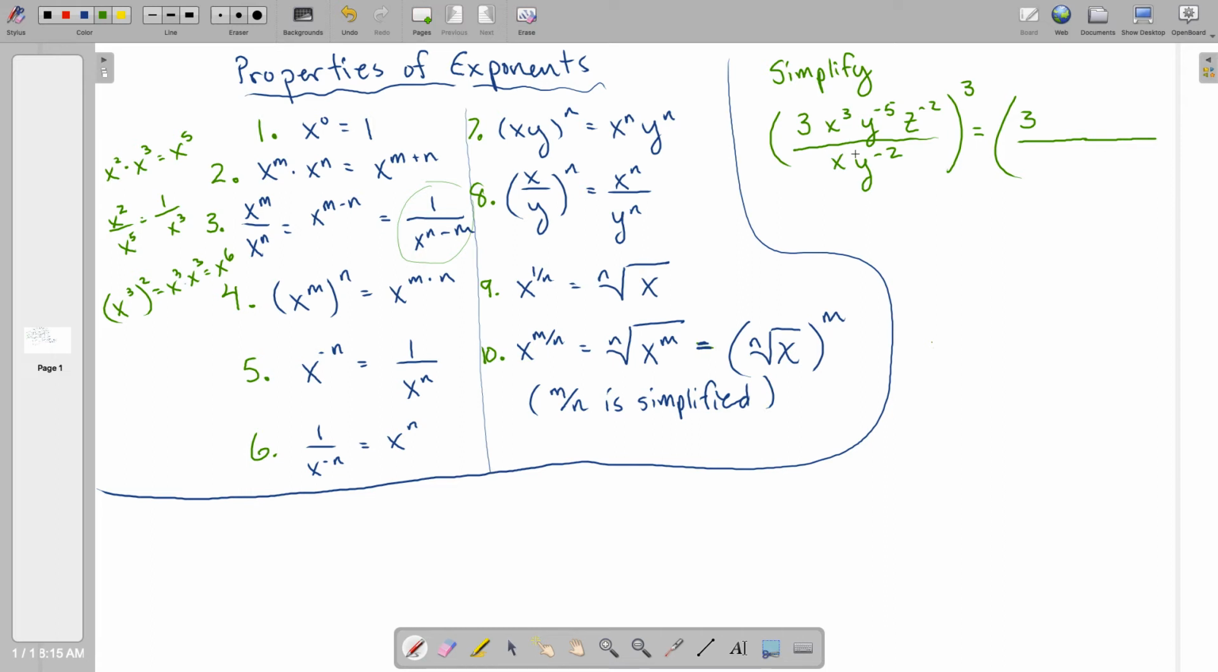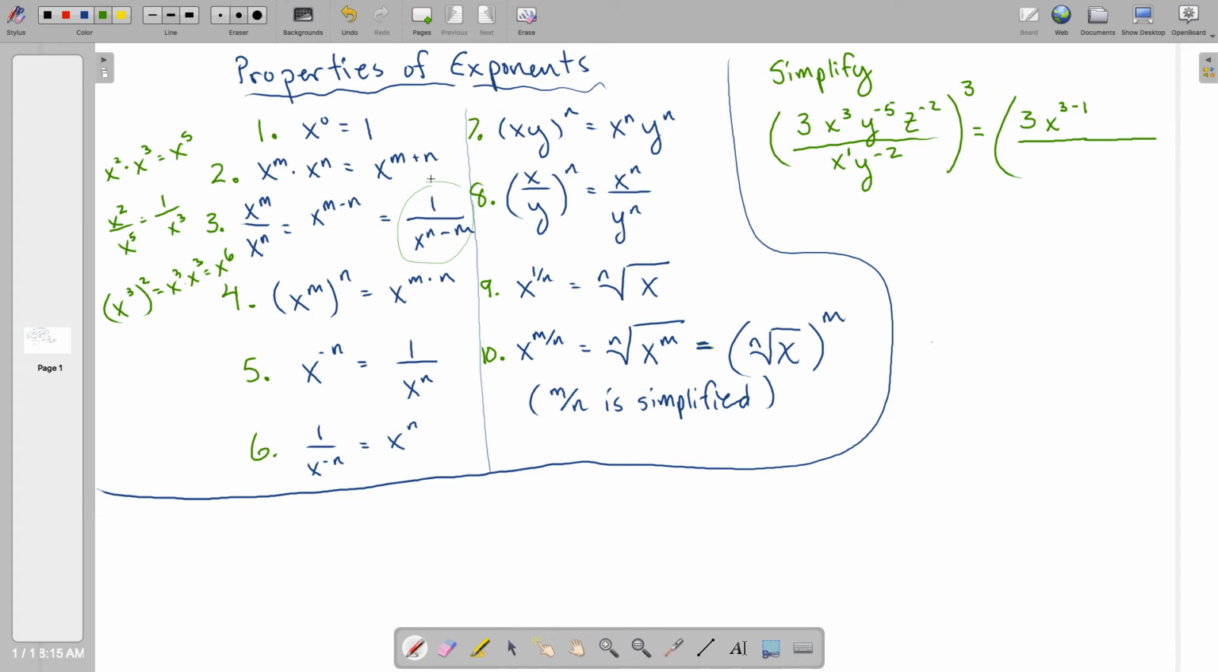Now, this x on the bottom is really x to the first power, right? So what I can see is that I can take x to the 3 minus 1, and that combines this according to this property here. Now, if I look at the y's, I could do the same thing. I could say -5 minus -2, which would be -5 plus 2. But if I do that, I end up with y to the -3rd. And when we simplify expressions like this, we really don't want negative exponents in the end.